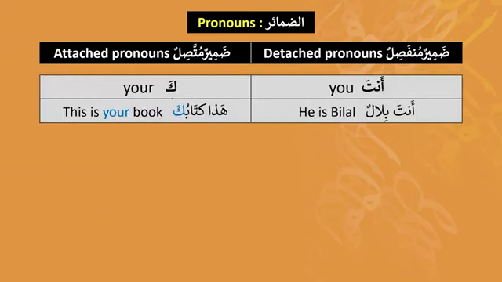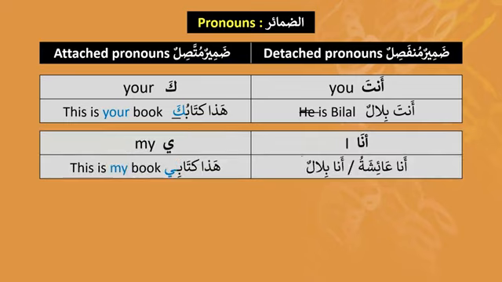Now, if you remember in lesson number 1, we learned about anta and ka. For example, anta Bilalun, you are Bilal. Hada kitabuka, this is your book. So now we can see that when we say ka, this is used for possession. Why do we need to use the attached pronouns? We use the attached pronoun when we talk about the possession of something, when we own something.